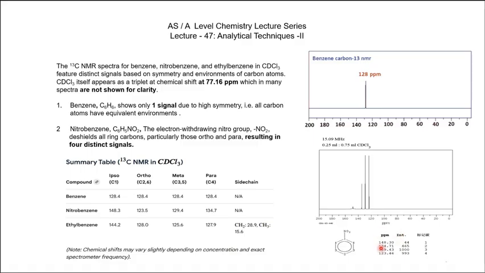And this is the chemical shift of these 4 peaks, and the intensity also. And that shows that this spectrum is for nitrobenzene. Okay, now we have a summary table for carbon-13 NMR in CDCl3 of compounds like benzene, nitrobenzene, ethyl benzene. And we can also see some other spectra and then come back to this one.